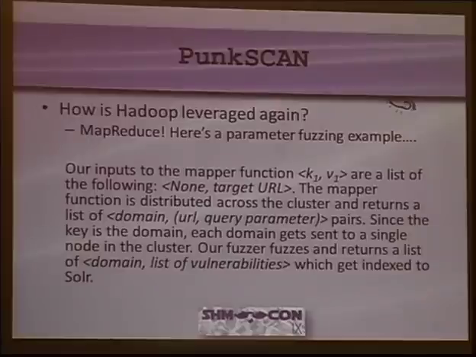Since the key is going to be the domain in this case, the partitioner sets it up so that each domain gets sent to a single node for scanning. That's really nice for us because we don't have to wait for an entire MapReduce job to finish before we start seeing results. As a domain is finished, this is all going to get indexed back to Solr, and then, of course, provided back to you. So once it's done, we get a key-value pair with the domain as the key and a list of vulnerabilities for that domain. This gets indexed to Solr with a bunch of details on the exact vulnerability.